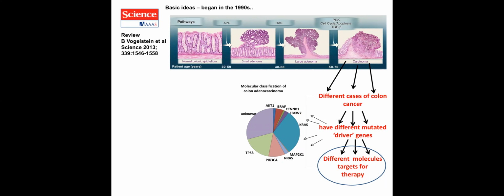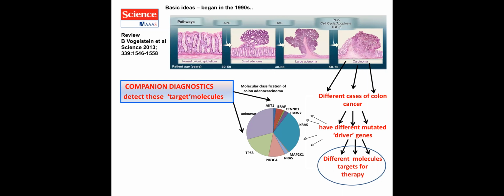It means that different tumors, in this case illustrated by colon cancers, although they may look similar or identical histologically, may in fact have different mutated driver genes, 4, 5, 6, or 7 driver genes, and that therefore produces different expressions of molecules on the surface of these cells. The pie chart shows some of the molecules expressed in colon cancer, and the challenge then for pathology is to inform the clinician which of these molecules are expressed or hyper-expressed, such that the targeted therapy, if available, can be applied. So we use companion diagnostics to target these molecules.